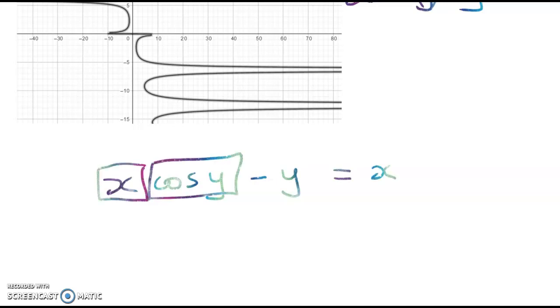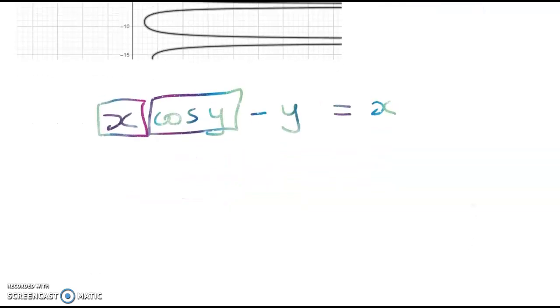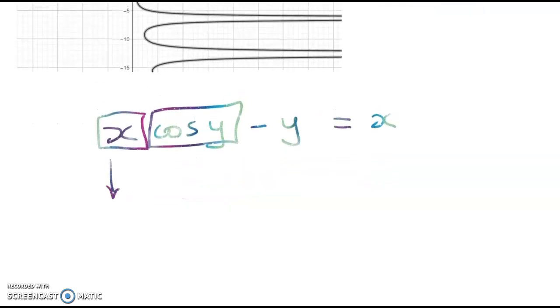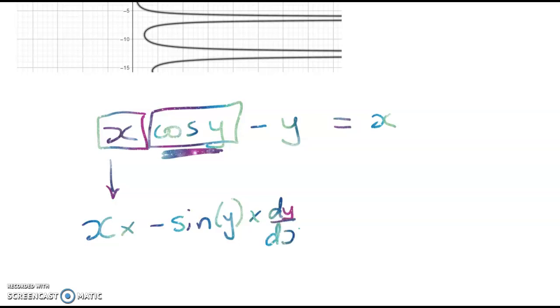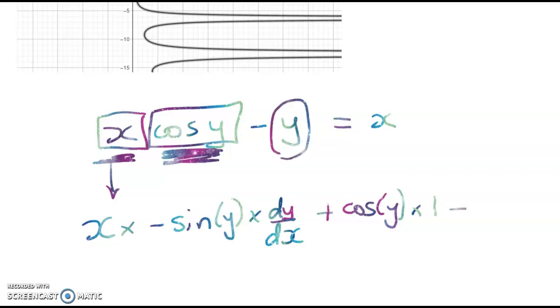So these are my two factors in my product. So we're going to have here the first, x, times the derivative of the second, which is going to be negative sine y times dy by dx, plus the other way around, the second, cos of y, times the derivative of the first, which is 1. And now I move on to the next term, and I differentiate this with respect to x. So it's minus dy by dx is equal to 1.